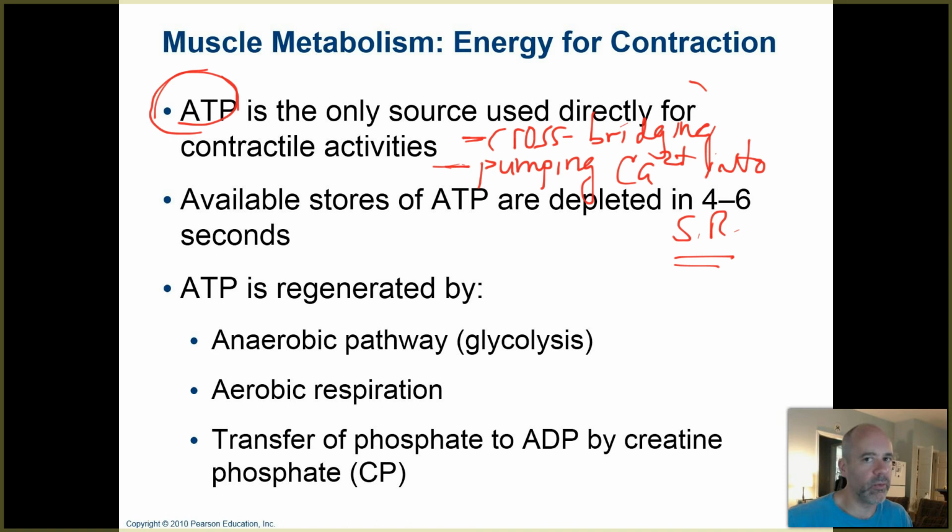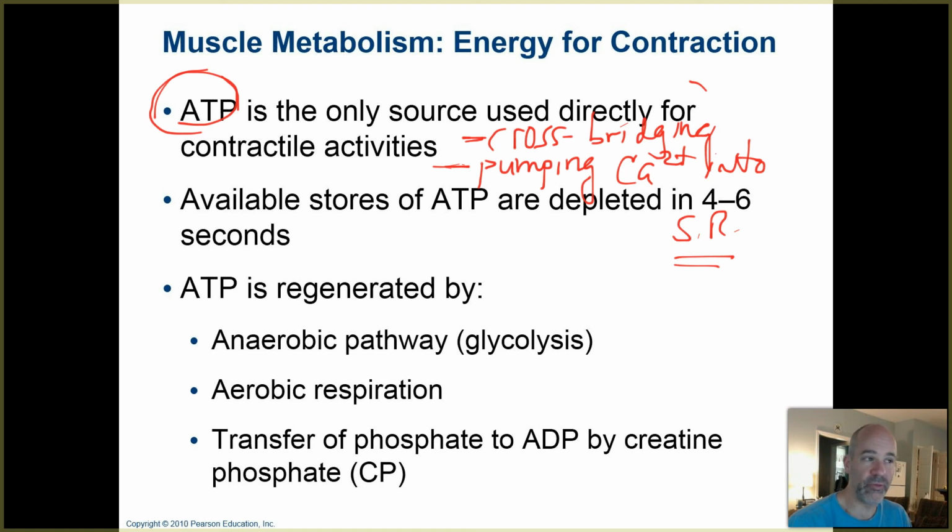And be sure you go back and review the cross-bridging story and how ATP was used there. You need ATP to make your myosin heads come off of the actin fibers, and then when the ATP gets split, the myosin heads do the cocking, and then they rebind, and then you have your power stroke. So be sure you review and are familiar with that particular story.